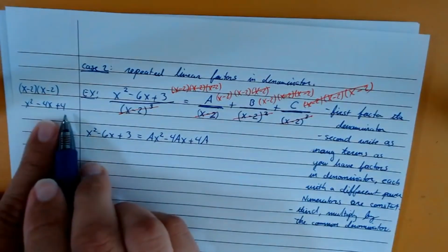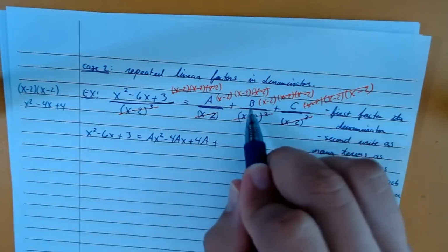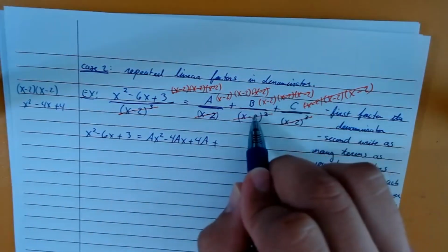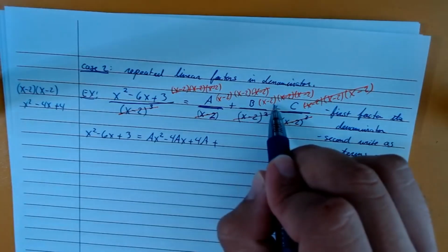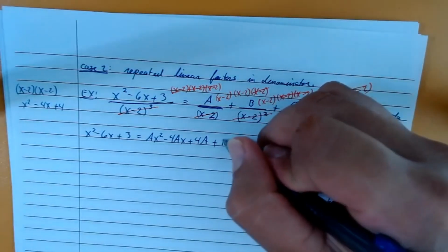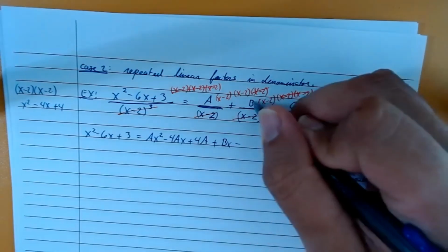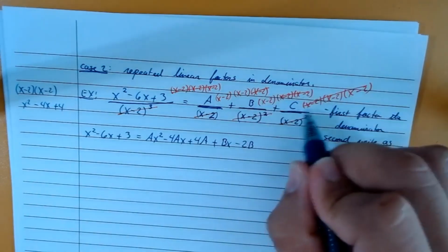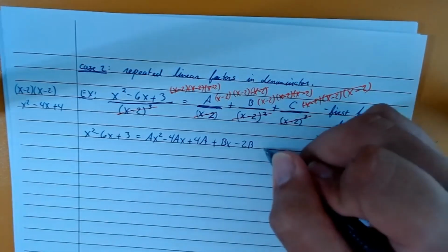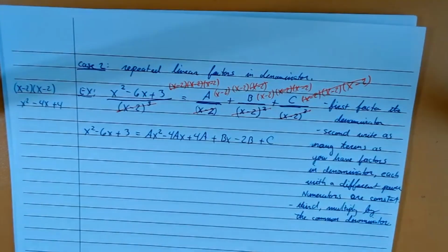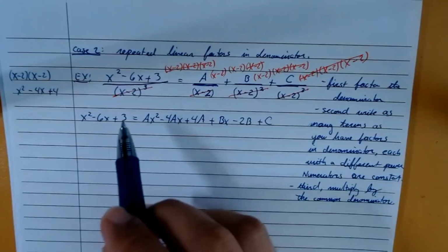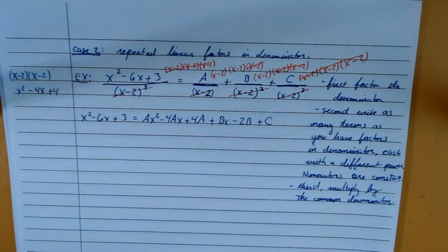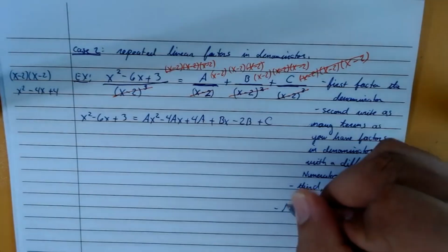All of those get multiplied by an a. Plus your b. Now, notice those are all gone, so it's just b times x minus 2. So b times x, and b times minus 2: bx minus 2b. And then here, everything's gone except for that c, so that's just plus c. Okay, so we've gone ahead and multiplied by the common denominator. We've gotten something that looks like a polynomial. At this point, it now looks very familiar, much like all the other cases.